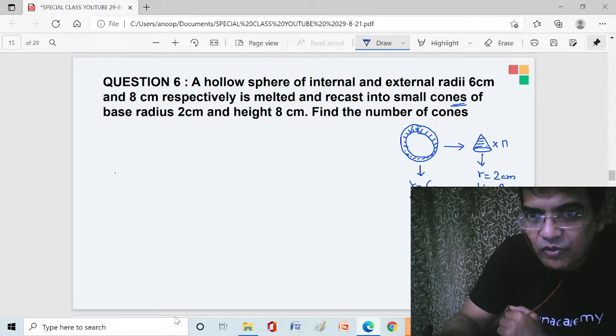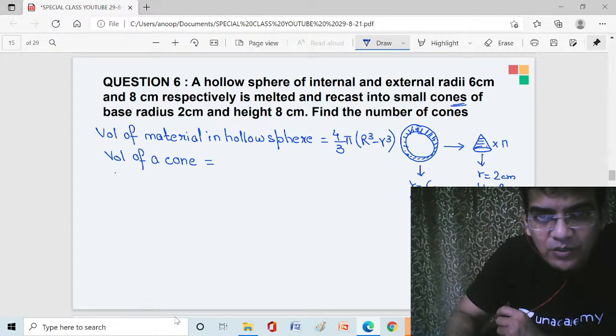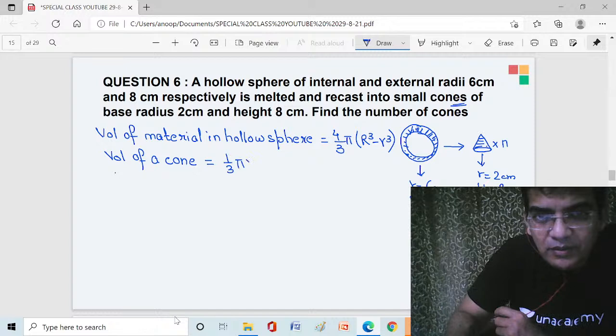Now what's the formula for volume of material in the hollow sphere? The formula is 4 by 3 pi, and within brackets we have R cube minus r cube. This is the formula for volume of material in a hollow sphere. Okay, next we need volume of a cone. So the formula is 1 upon 3 pi r square h.